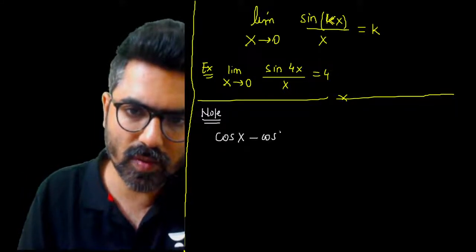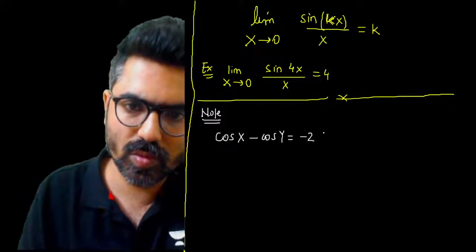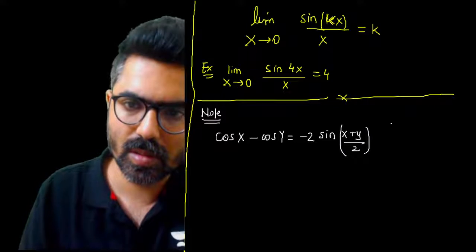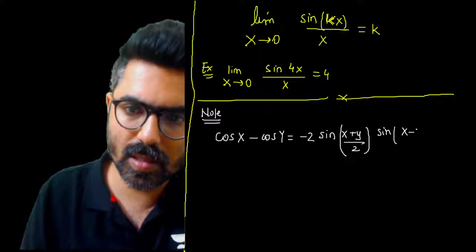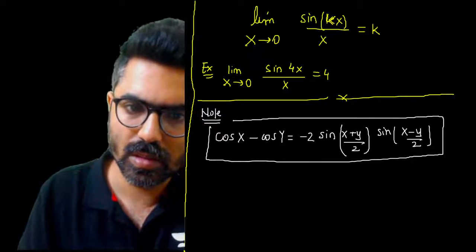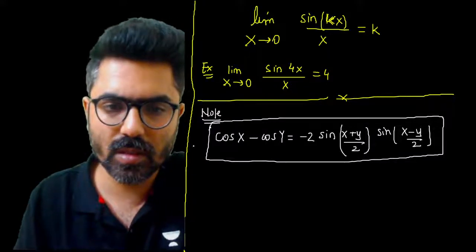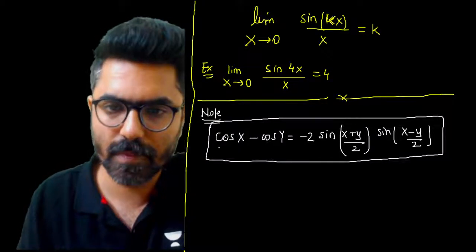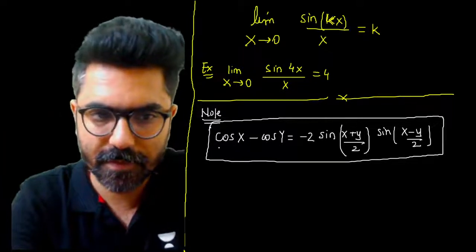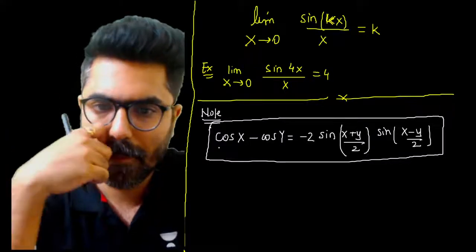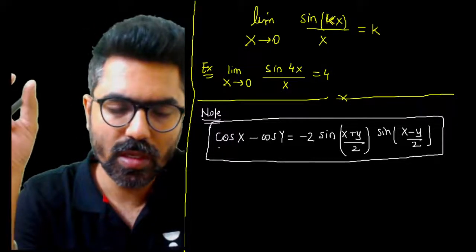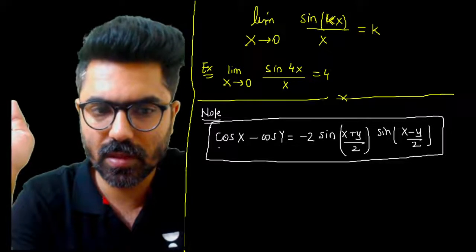Cos x minus cos y is minus 2 sine of x plus y by 2 into sine of x minus y by 2. This is a formula that we are going to use while solving questions based on the function cos x minus cos y. This is a trigonometric formula. Please note down this formula so that we can proceed to the next slide. Cos x minus cos y is equal to minus 2 sine of x plus y by 2 and sine of x minus y by 2. This is the formula.